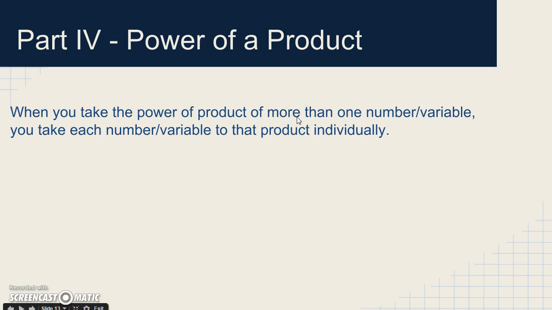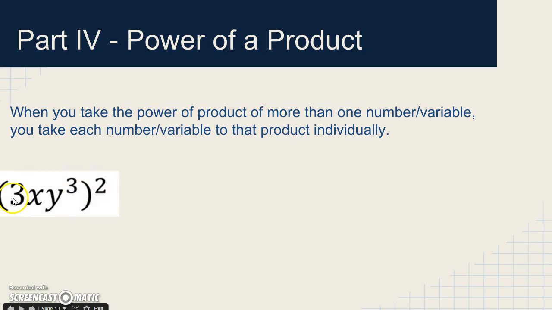Okay, part 4, power of a product, okay? Remember, product means which operation? Addition, subtraction, multiply, or divide. Pause, multiply, very good. When you take the power of a product of more than one number or variable, you take each number or variable to that power individually. Okay, a lot of words. Let's look at an example.